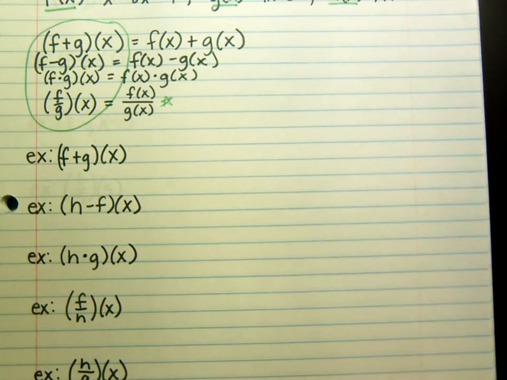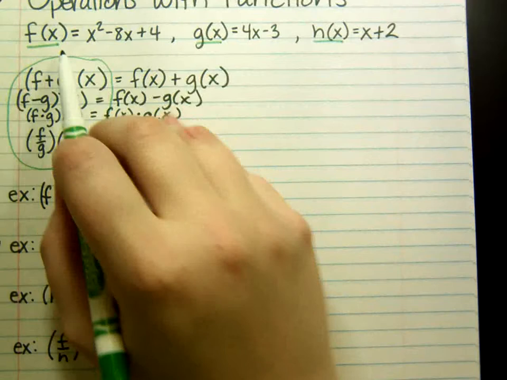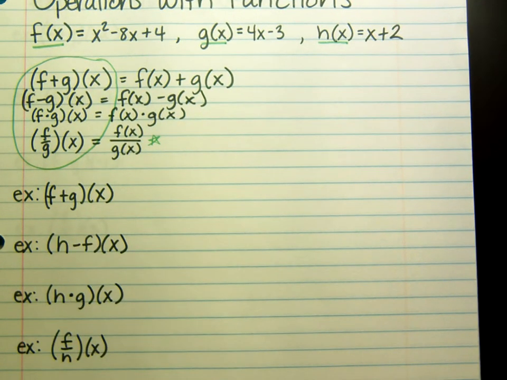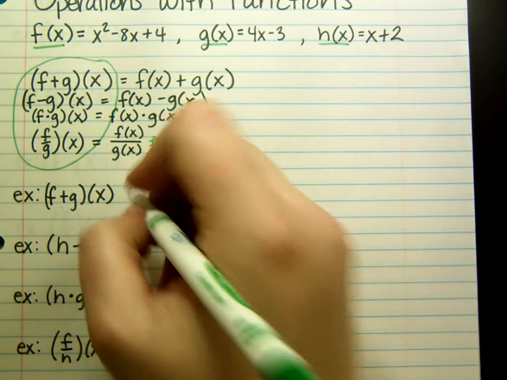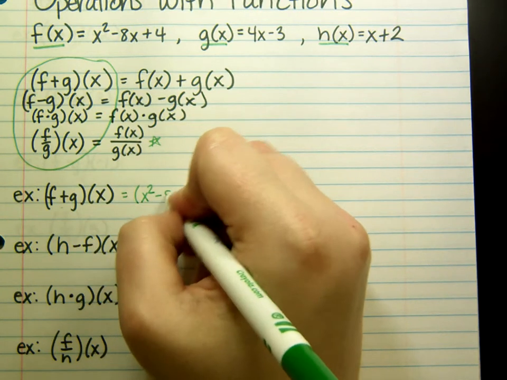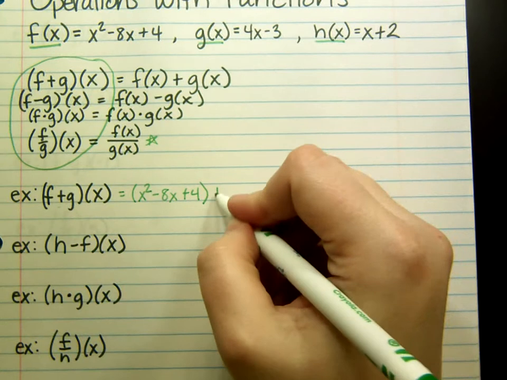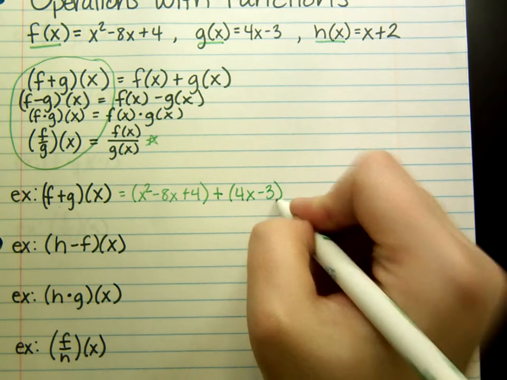So let's take those original functions, which were, again, these three here, and we're going to perform certain operations with them. So f plus g of x means I'm going to take f of x, which is x squared minus 8x plus 4. I'm going to add that to g of x, which is 4x minus 3.